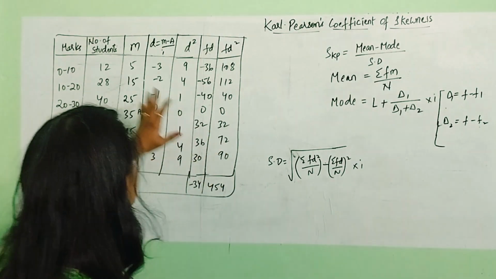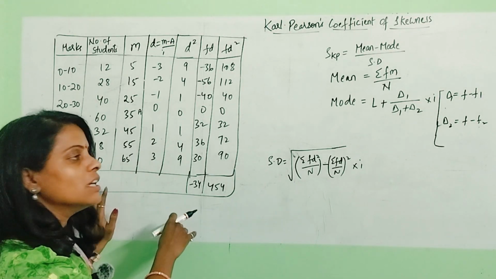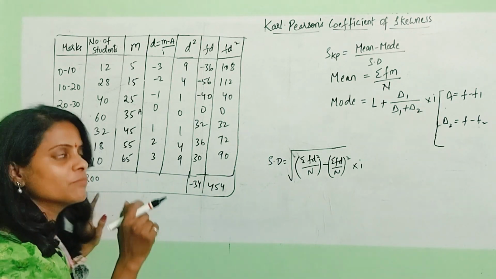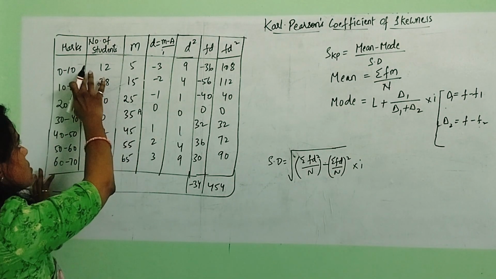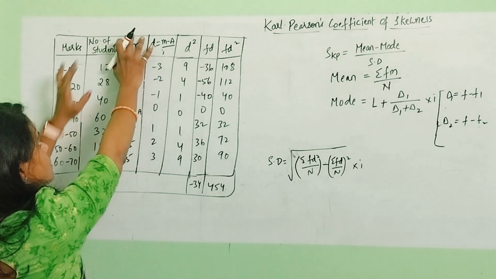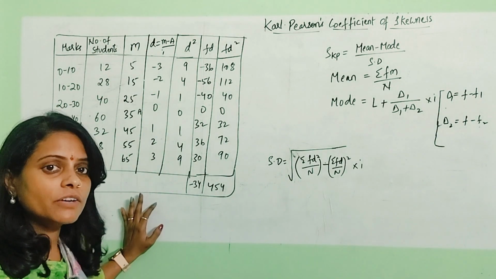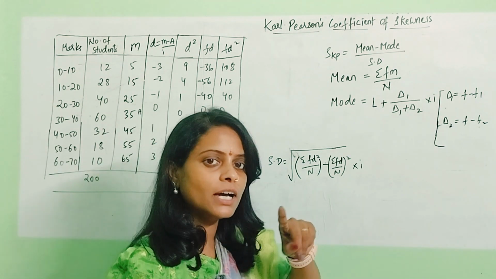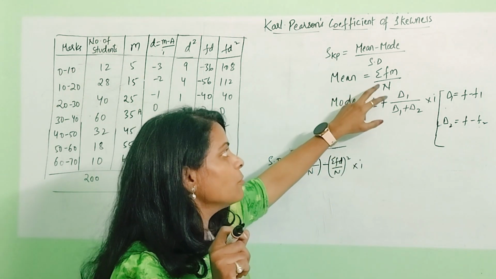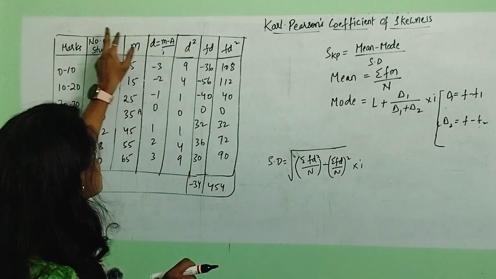First, we'll check out the question. I've already written the values so that it will be easy for you whenever I'm calculating. The class intervals given are 0 to 10, 10 to 20, 20 to 30, and these are the number of students, that is, the frequency values. When you see the formula, you will know what to find out next. So till here, this is the question.